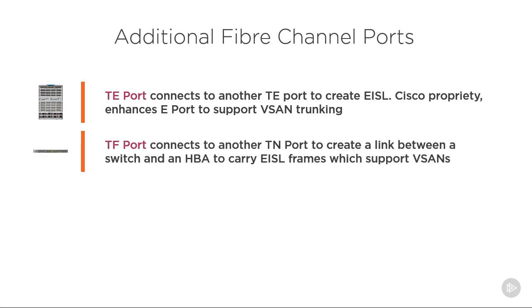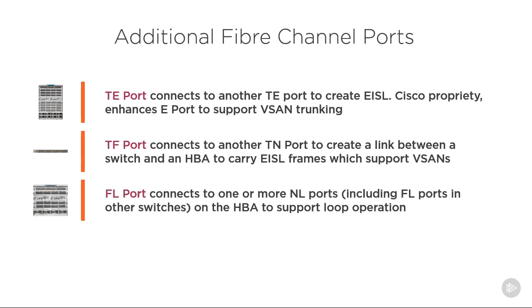The TF port is used to connect to a TN port. So again, it's all about trunking. If you're going to be sending multiple vSANs to a server, then it's no longer just an F port, it's a TF port, multiple vSANs. If you have a server that's communicating multiple vSANs, then it's no longer an N port, it's a TN port. This is also going to create an enhanced ISL link between the host and the switch.